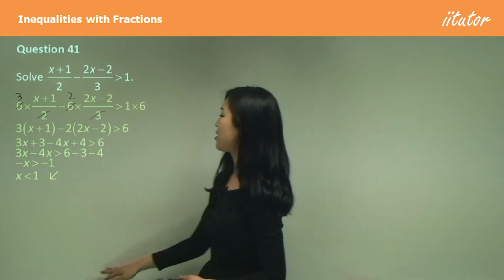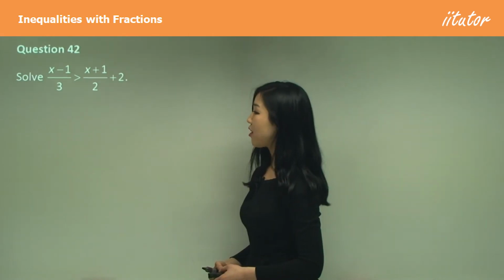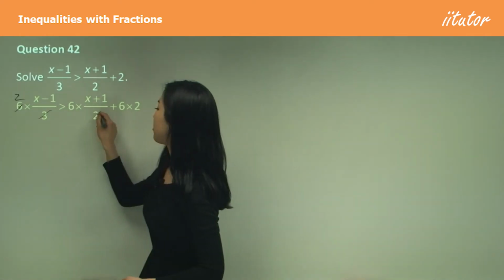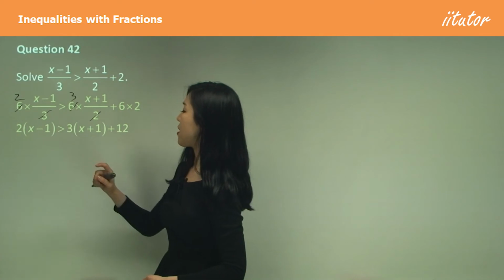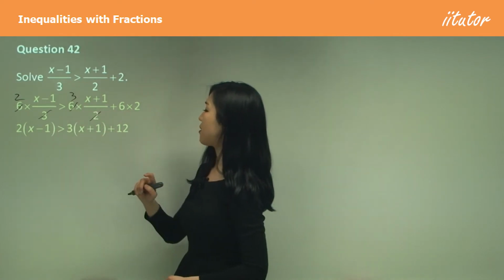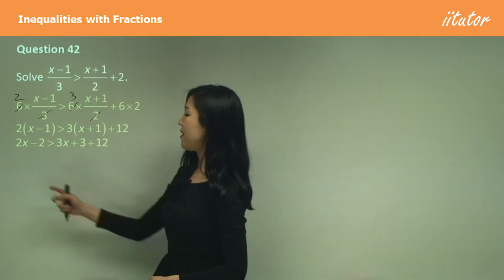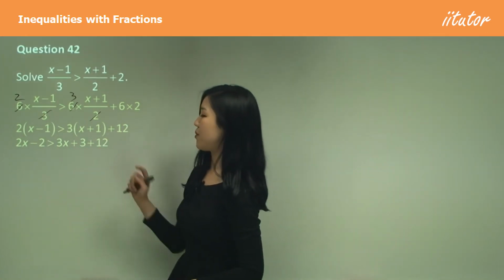Okay, so that's pretty much it. Okay, we've got 3 and 2 again. So we just need to multiply everything by 6. So we have 2 times x minus 1, 3 times x plus 1, and then 6 times 2 is 12. Expand it all out, so we have 2x minus 2, 3x plus 3, plus 12.